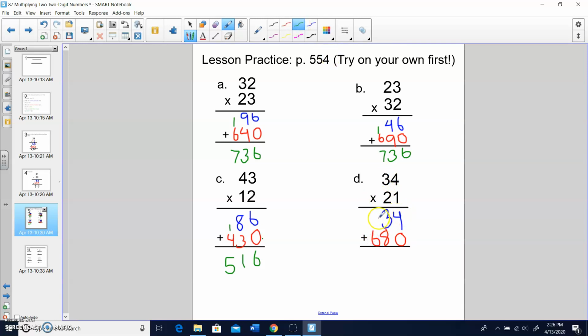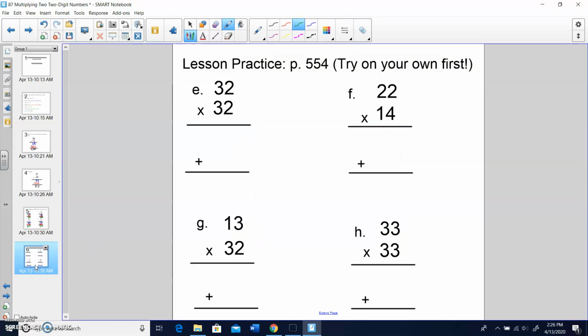Okay, I've got the product from my ones place, the product from my tens place. I can add those two numbers together. 4 plus 0 is 4. 3 plus 8 is 11. Carry your 1. And then 1 plus 6 is 7. So D is 714.